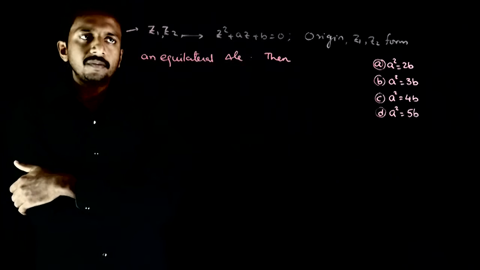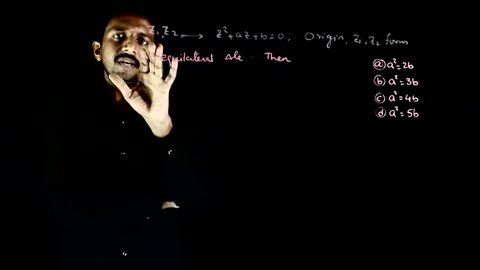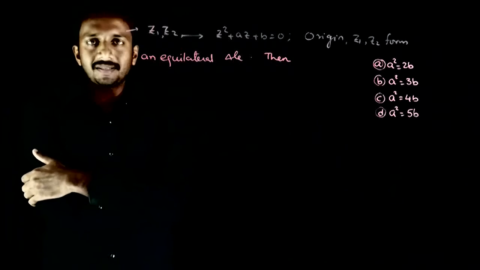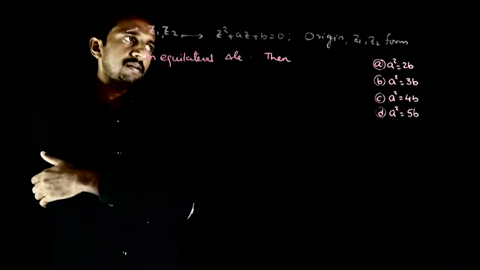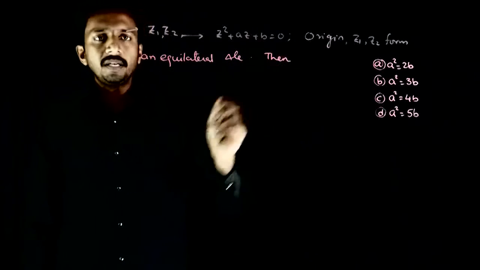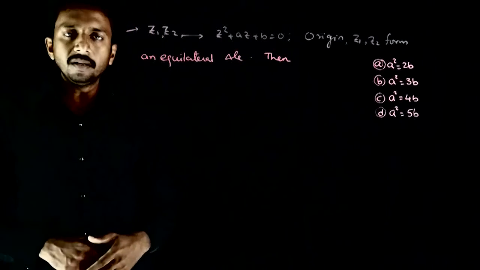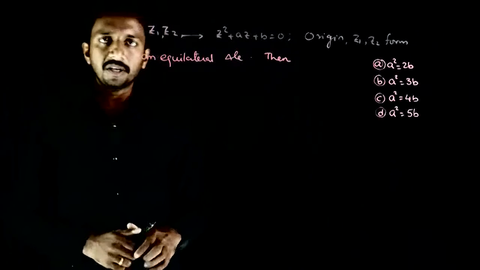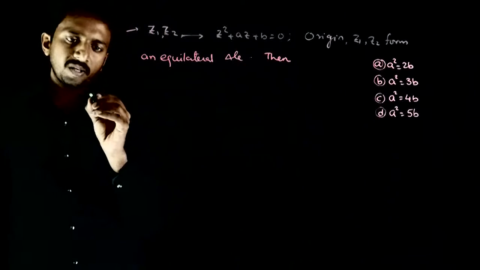So welcome students. इस क्वेश्चन में दिया है z1 and z2 are the roots of this quadratic equation z square plus az plus b and origin, z1 and z2 form an equilateral triangle in the Argand plane. ऐसा है तो a and b के बीच में रिलेशन क्या होना चाहिए?